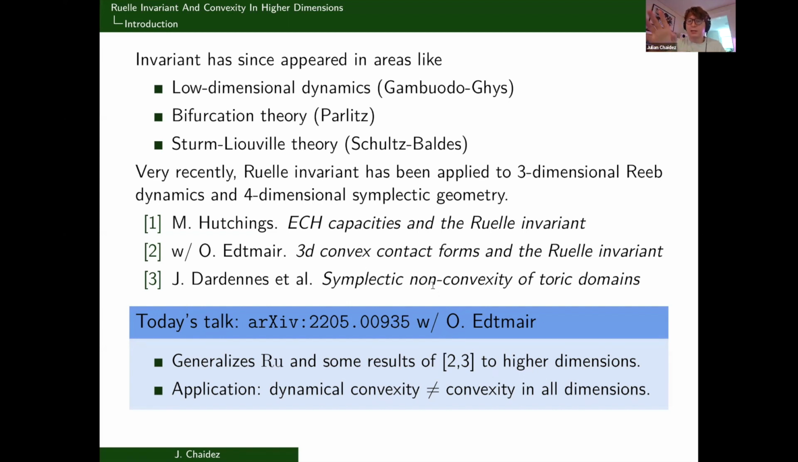I won't completely generalize some of them, but for the most part, the things I say will be higher dimensional generalizations of some of the results. And those generalizations are still sufficient for the main application of my first paper with Oliver, which is this theorem that dynamically convex contact forms are not the same as convex contact forms. So I'll talk about that application at the end of the talk.